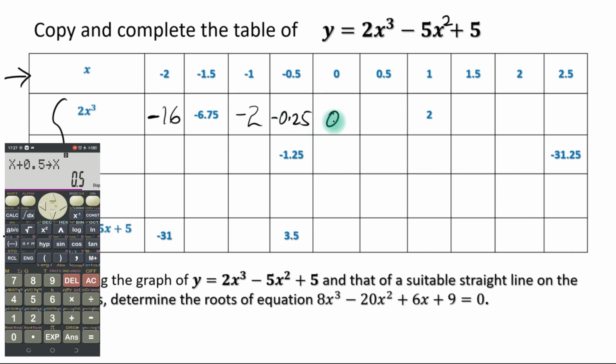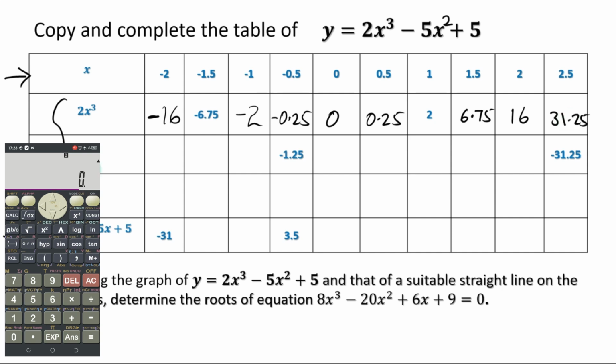When x is 0.5, 2x cubed is 0.25. When x is 1, 2x cubed is 2. When x is 1.5, 2x cubed is 6.75. When x is 2, 2x cubed is 16. When x is 2.5, 2x cubed is 31.25. Then we repeat the same for minus 5x squared.